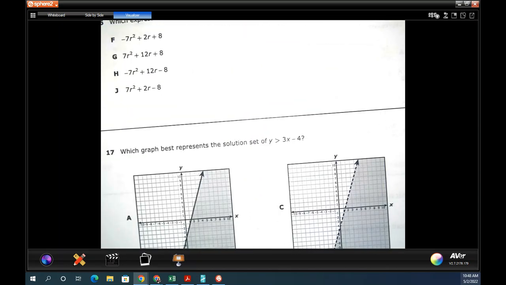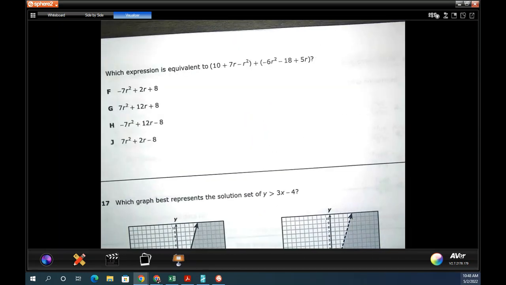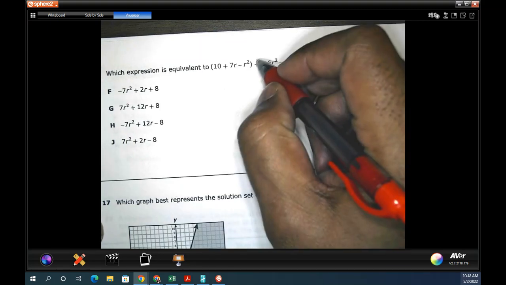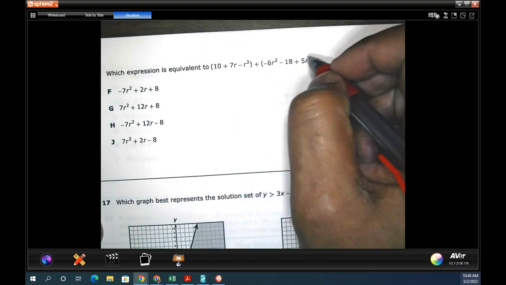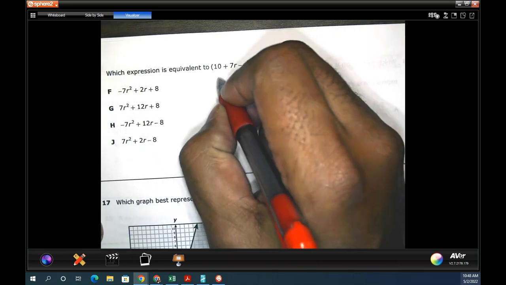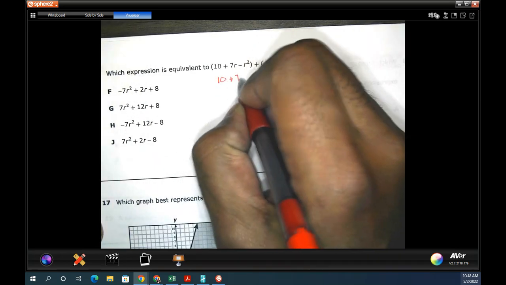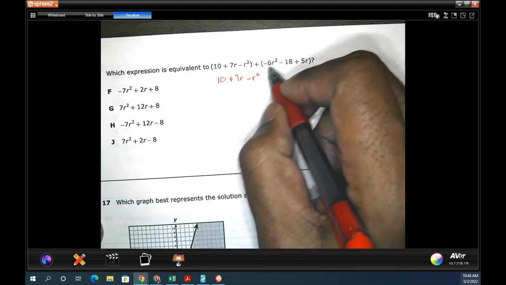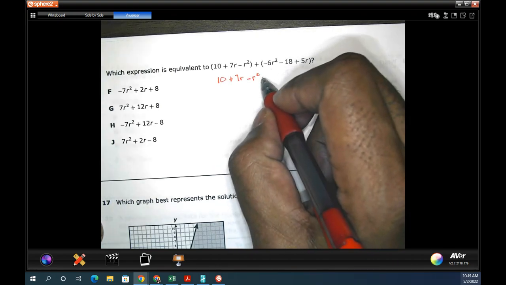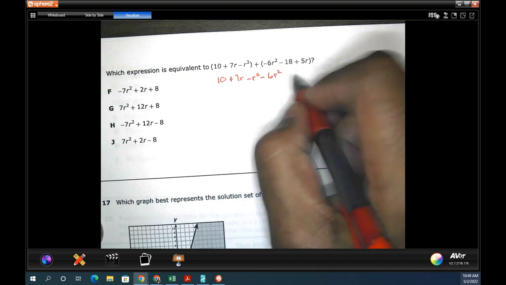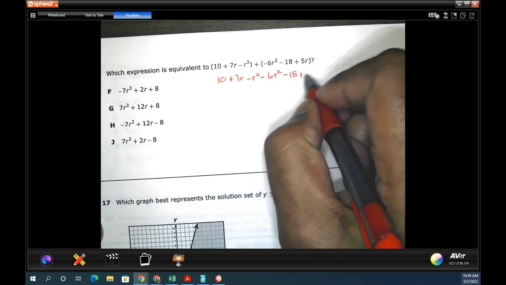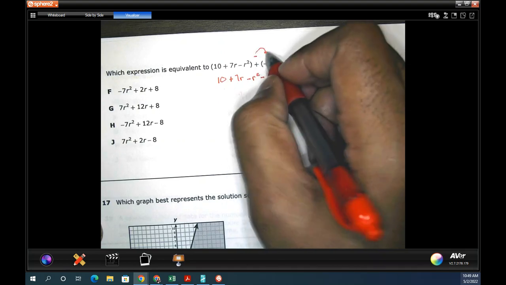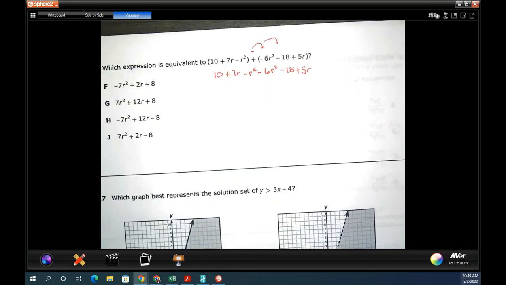Combining like terms. We're not going to write the answer here. But remember this. If this is a minus, you got to distribute it to everything. You would write this one, 10 plus 7r minus r squared. Now, that's a negative 6r squared. Just go minus 6r squared, minus 18 plus 5r. Usually this is a minus, and you have to distribute it to everything. We're not going to go through the answers.